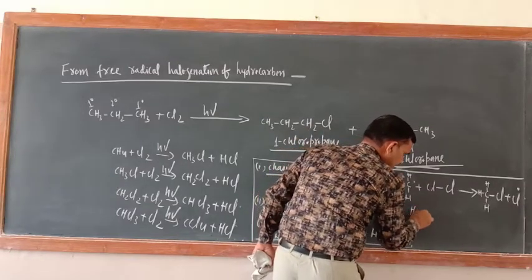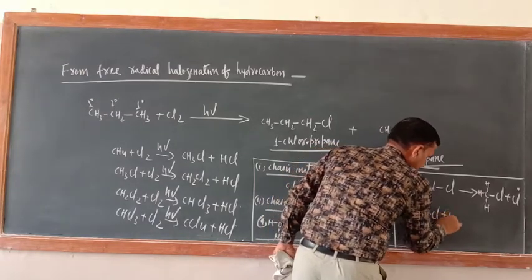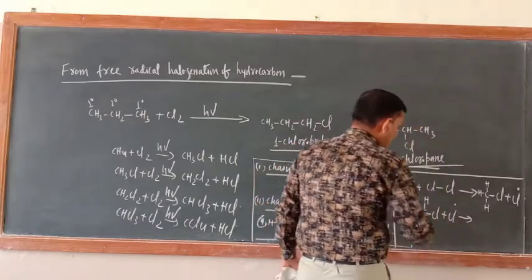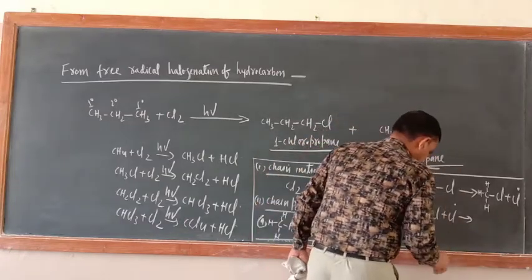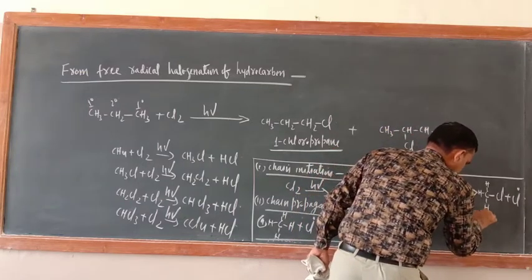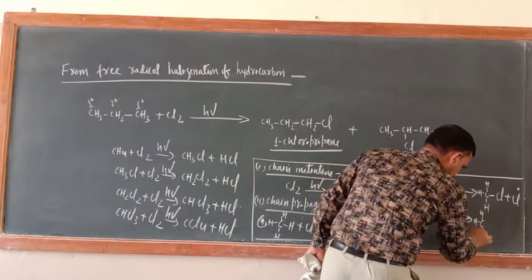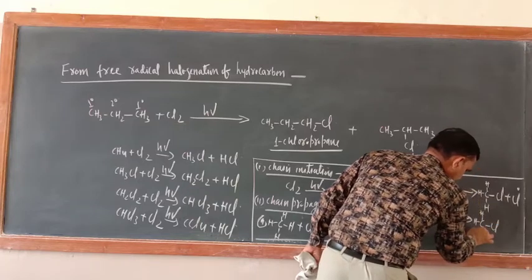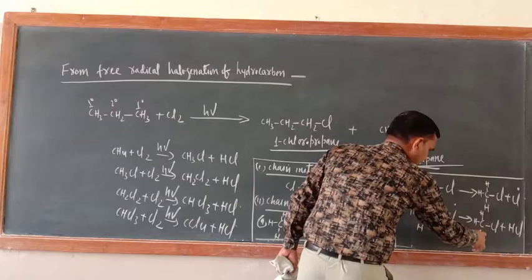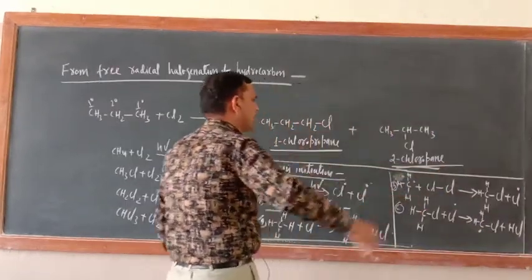Now suppose a C step is there. Here H, H, H and Cl plus this Cl free radical. Try to understand, CH2Cl free radical will be generated, where Cl is already there, plus HCl. Now again this free radical will attack Cl2 and the process will keep continuing.